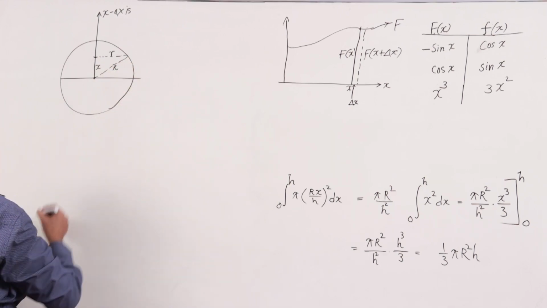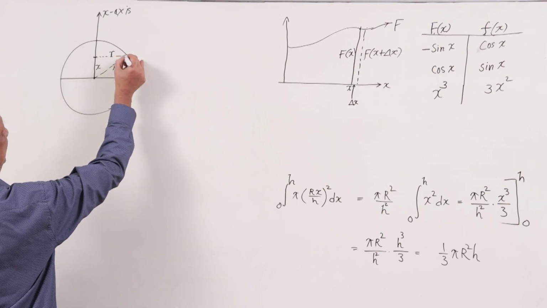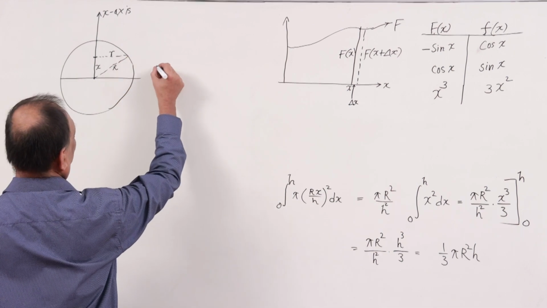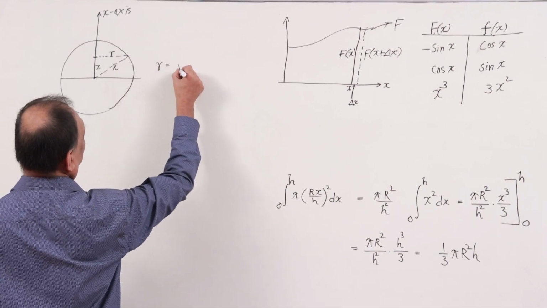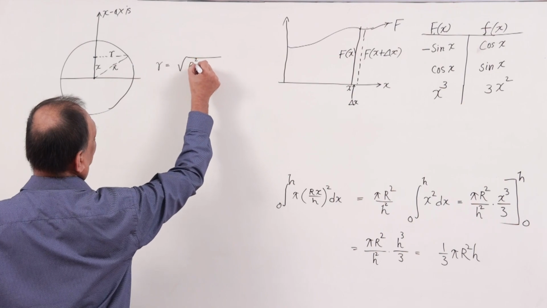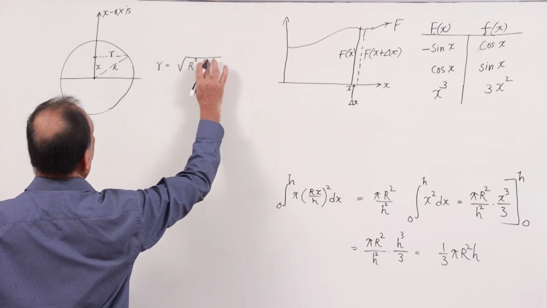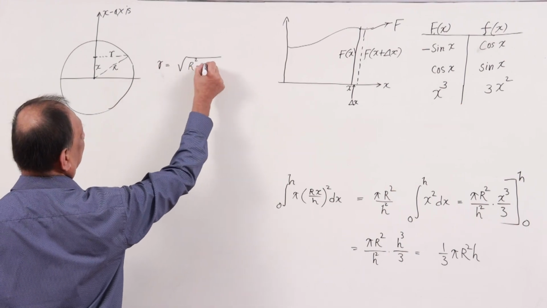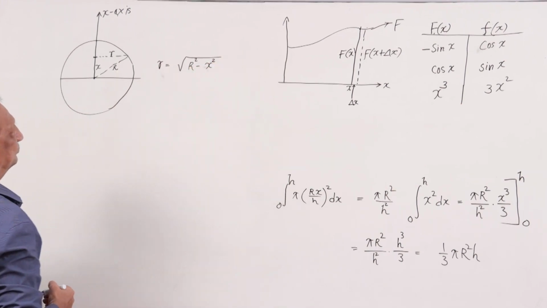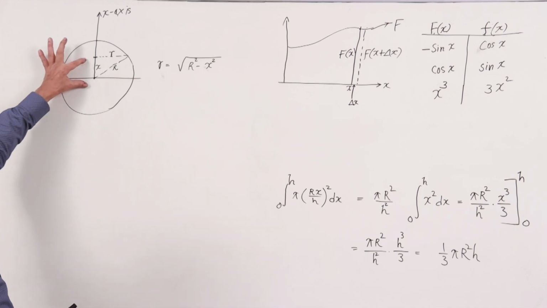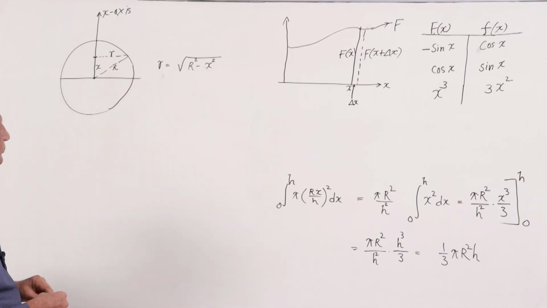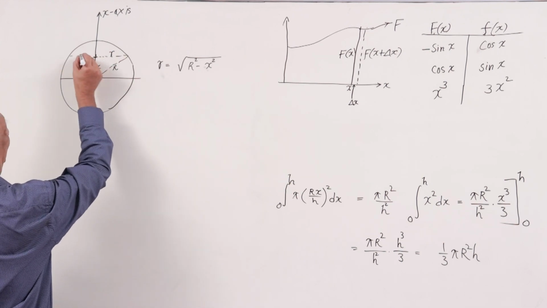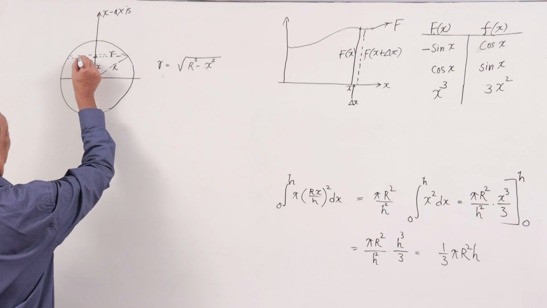Correct. So for a height x, what is the lowercase r? We have to find out. So what is r? r is the square root of R squared minus x squared. At any height x, I will get the radius r, correct? And dx, of course, is a thin slice here, and we take the volume of that disk. That is the disk.